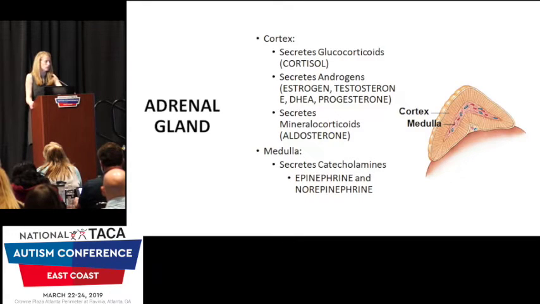Another layer will secrete androgens, and this is some of our sex hormones, so estrogen, testosterone, DHEA, progesterone, and then also will secrete mineralocorticoids, so progesterone, and this will secrete aldosterone, which is involved in blood pressure, as well as salt regulation. And then the inner layer of the adrenal glands, this secretes catecholamines, so this will be our norepinephrine and our epinephrine that are responsible for that fight or flight response.